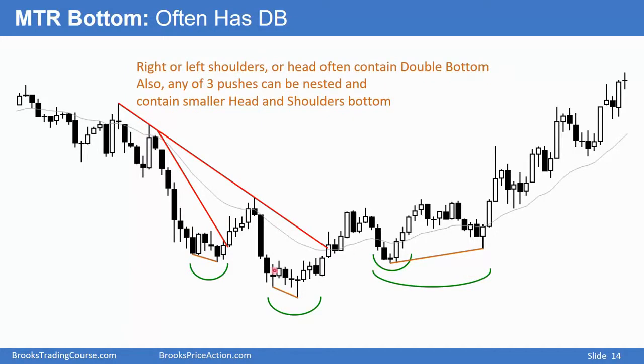The left or right shoulders and the head often contain double bottoms. Here we have a double bottom for the left shoulder and for the head and for the right shoulder. And you could also call this a small head and shoulders bottom: left shoulder, head, and right shoulder. So we have nested reversal patterns. Within the large head and shoulders pattern, there are smaller reversal patterns as well.